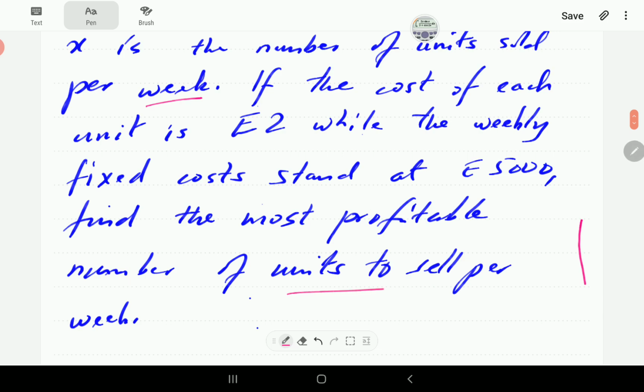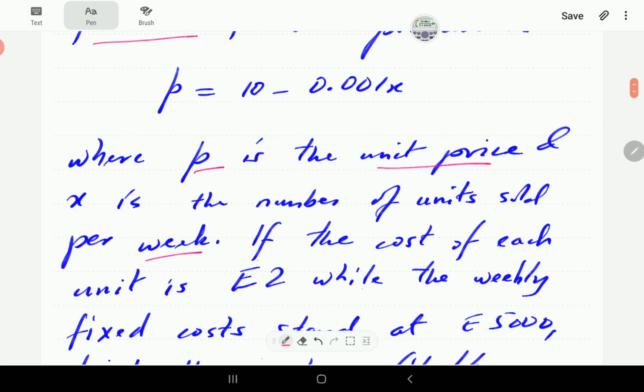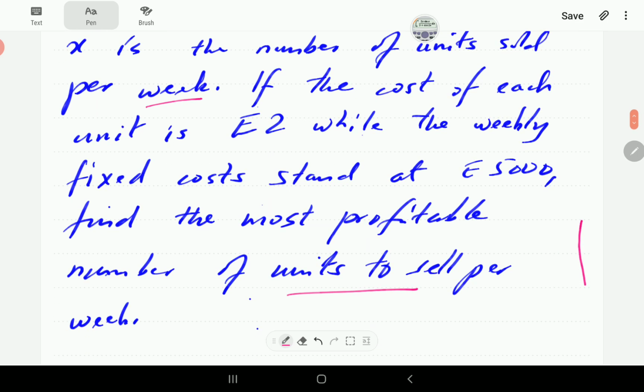So remember, the number of units is connected to the price there. So this is the unit selling price, X is the number of units sold. Alternatively, the question could say determine the price to set to make the maximum profit. So the other thing to note here, most profitable. So here we want to maximize the profit. The constraints of course are going to be the costs.